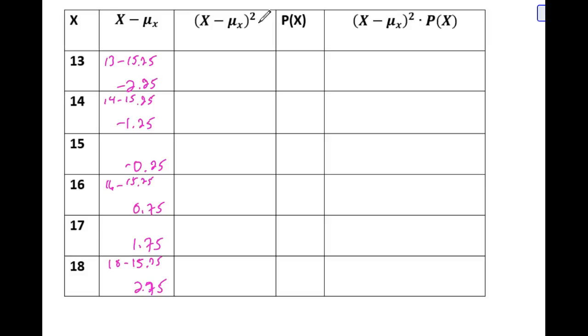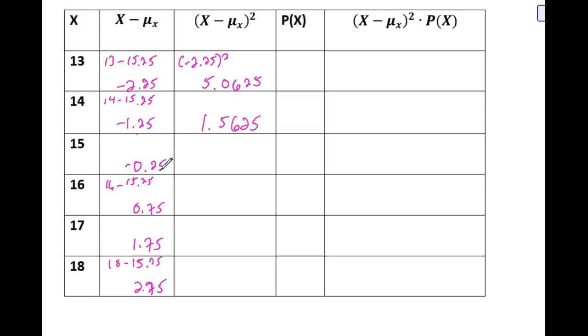In my next column, I'm going to take my answer, negative 2.25, and square it. Remember that when you square that, it is in parentheses, so that means it's negative 2.25 times negative 2.25. So these will always be positive numbers in this particular column. Do not round any of these numbers at this point. You do not want to round anything until the very end, if possible. So I'm going to get 5.0625, and then 1.5625, which is negative 1.25 times negative 1.25.